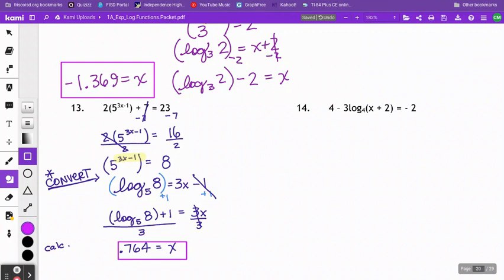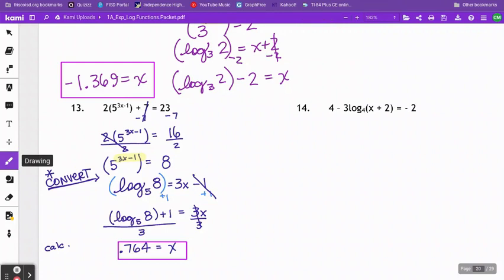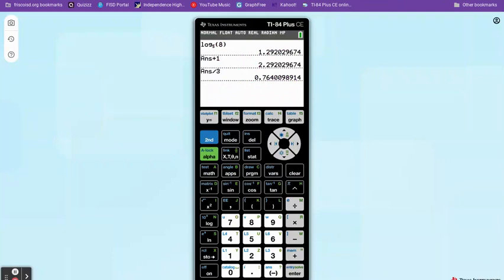Okay, so you should have ended up with 0.764. And I'll even go back and show you if you wanted to put the whole thing, you could do the whole thing in at one time, do a fraction, and then type in your log. And you can get your answer all at once, 0.764.